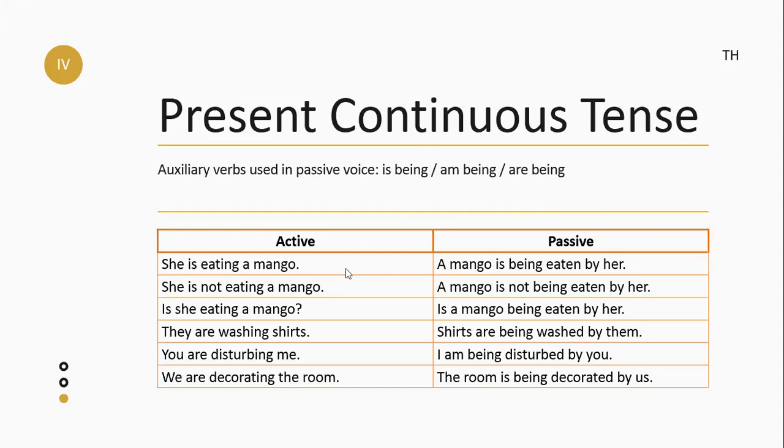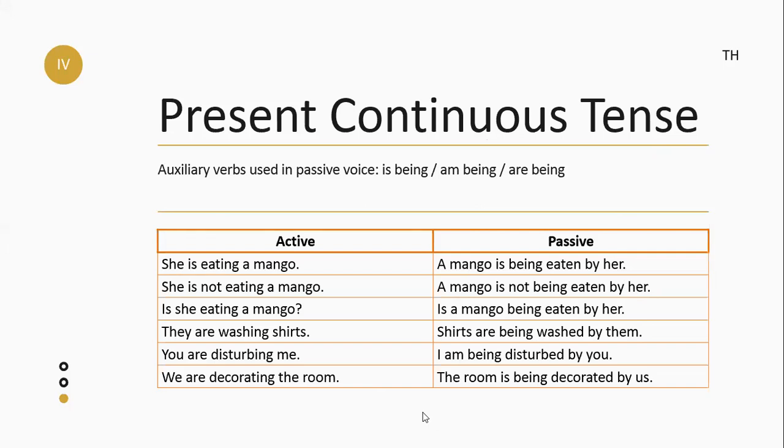Yes, so if we are to discuss the structure, then of course we can say subject plus am, is, are being plus the past participle of the verb plus the object. Okay, so that is the structure for present continuous tense passive voice sentences. All right.